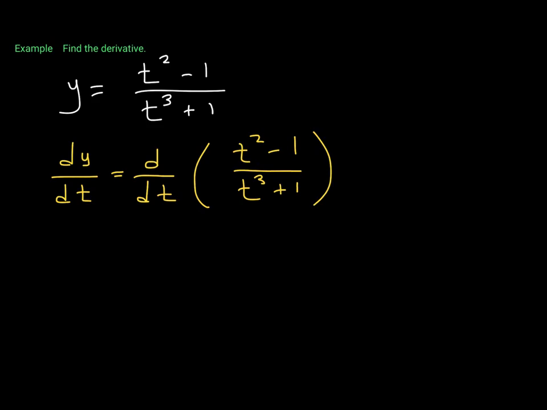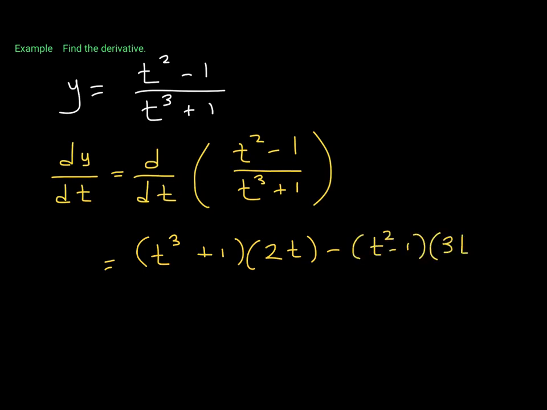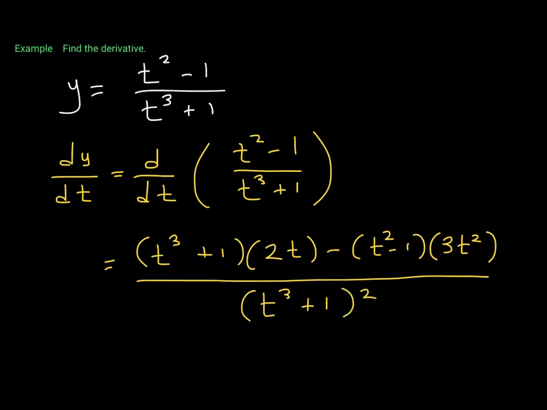All right, here we go. So it is the denominator times the derivative of the numerator, which is 2t, minus the numerator times the derivative of the denominator. I hope that's okay with you. All over the square of the denominator. Alrighty. So let us simplify now.